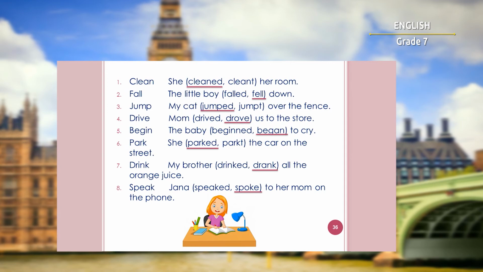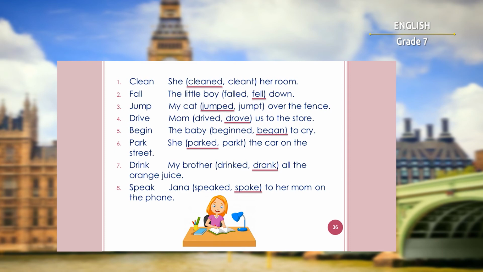The first sentence is, she cleaned her room. The verb clean is regular. The second sentence, the little boy fell down. The verb fall is irregular. The third one, my cat jumped over the fence. The verb jump is regular. And the fourth one, Mom drove us to the store. The verb drive is irregular.